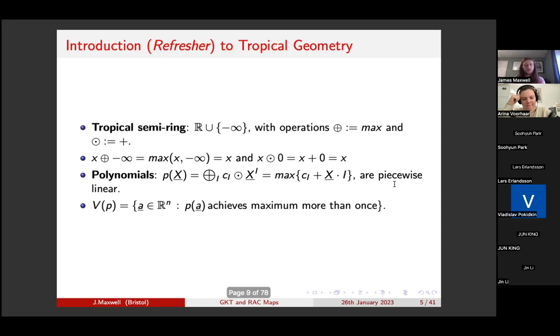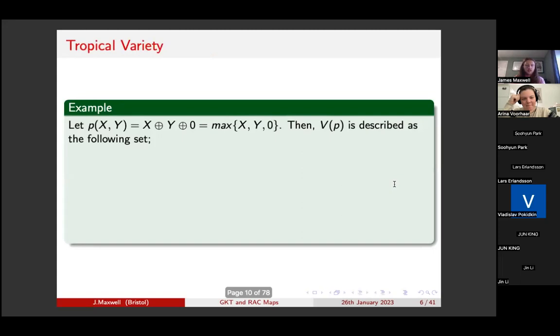So one of the ways to get to grips with this is to think about an example. If you take a two-variable polynomial in x and y, so x tropical plus y tropical plus 0, when we evaluate this using the tropical operations, we just get the maximum of the three monomials, x, y, and 0. Then, like I said, a tropical variety, or the variety of this tropical polynomial, is described by the following set. So it's this classic picture in tropical geometry. If you've ever studied any tropical geometry before, you will have seen something like this.